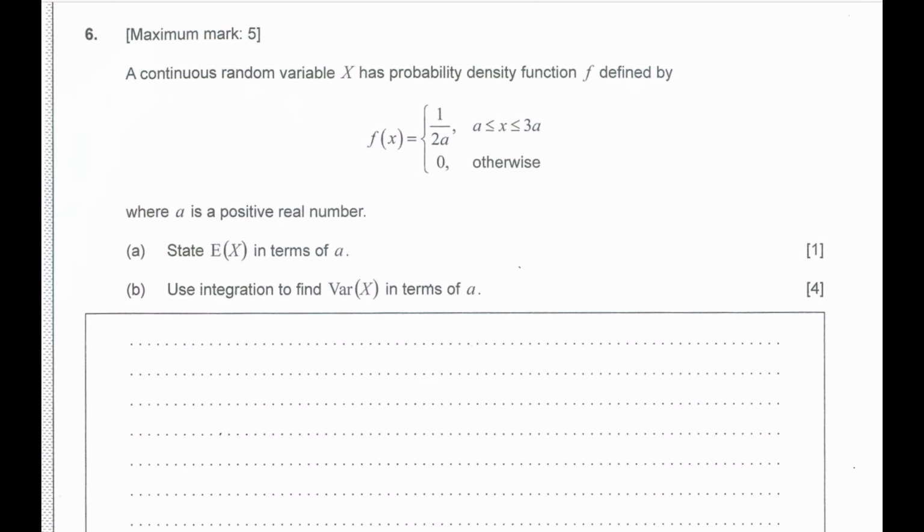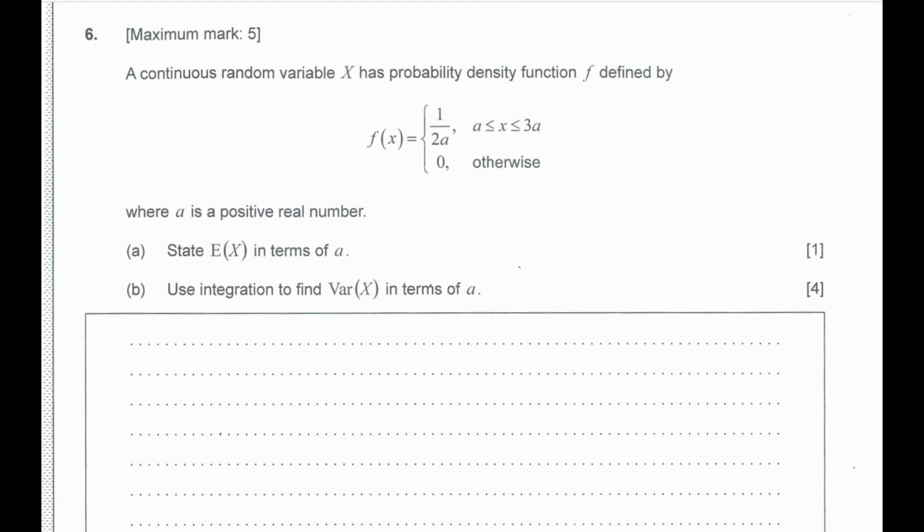In this video, let's solve part A of question 6. In this question, we have a continuous random variable x whose probability density function f is defined by f of x equal to 1 over 2a when x is greater than or equal to a and less than or equal to 3a, and 0 otherwise, where a is a positive real number.